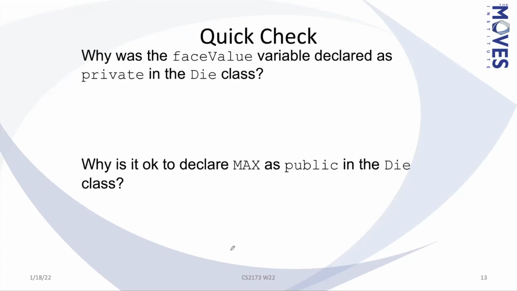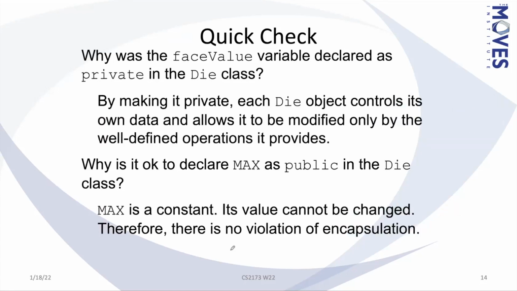Okay, check. Why was the face value declared as private in the die class? Because the die was to control its own data and allow it to be modified only by the well-defined operations it provides. And as I pointed out, the setter method was actually a violation of the logic of this. It was okay to declare the max as public because it's a constant and it can't be changed, and so it's not a violation of encapsulation.